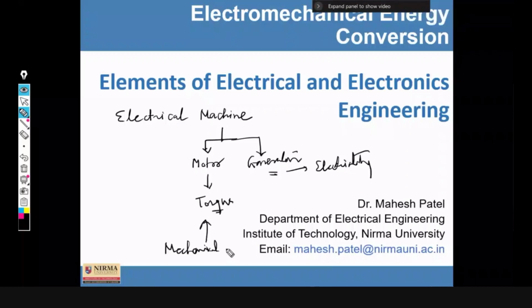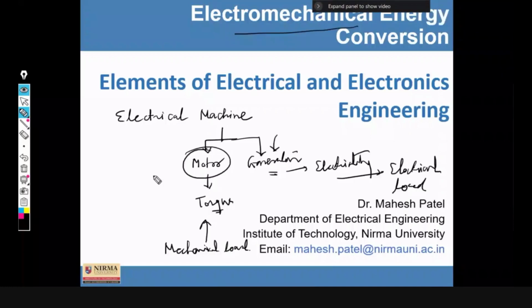So this conversion from electrical to mechanical and mechanical to electrical is nothing but an electromechanical energy conversion system. In the generator, mechanical energy is converted into electrical energy, and in the motor, the electrical energy which is given is converted into mechanical energy. Okay, so let us discuss.